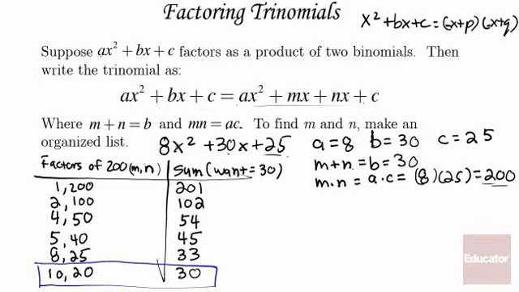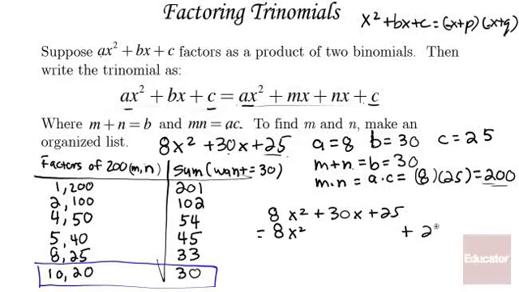Now, remember what my goal was. My first step was to write this trinomial as a polynomial in 4 terms. So I'm going to write this again, ax squared plus 30x plus 25. Now I want to write that in this form. My ax squared is the same. My ax is the same. My c is the same. What's different is this middle term. It's split into these 2 terms.